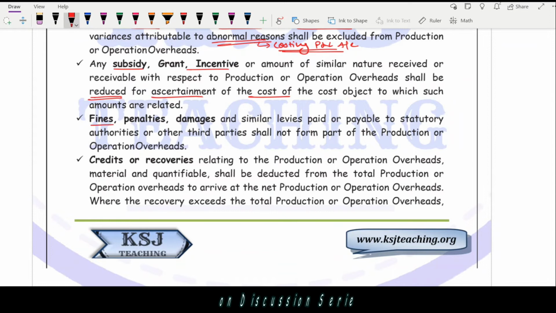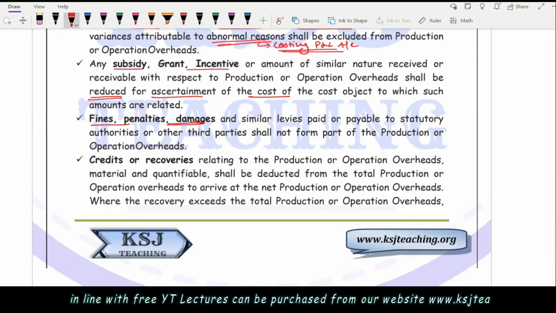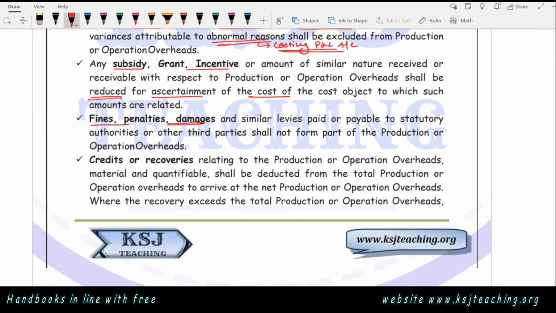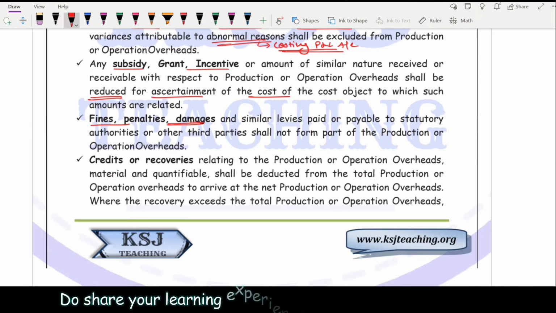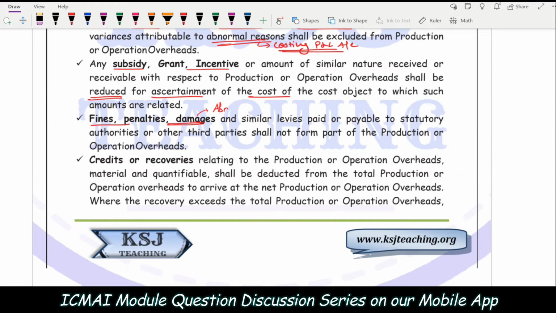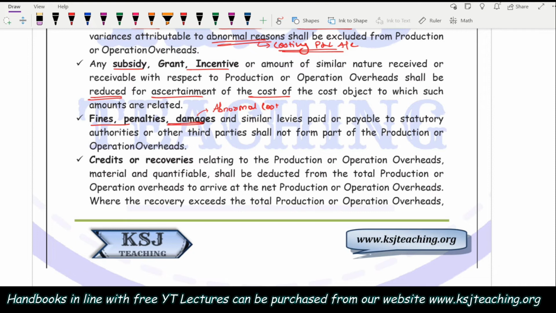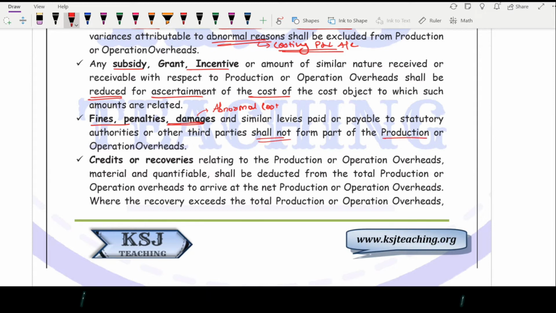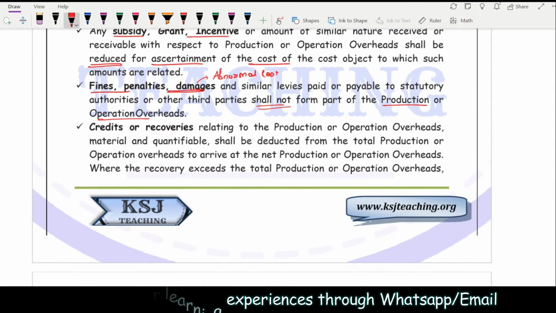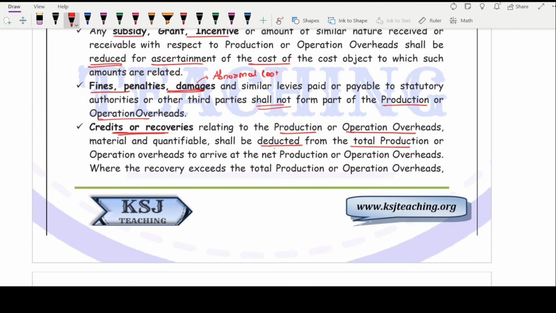If there are any fines, penalties or damages, now what is this? If there is any fine or penalty, it is because you are doing something wrong, and it is your responsibility. Can you collect this fine, penalty or damages from your customer? No, sir, right? So this is your abnormal cost, and all the abnormal cost will go to the costing profit and loss account, and it shall not form part of production or operation overheads, right? So credits or recoveries relating to production or operation overheads shall be deducted from the total production or operation overheads, right?